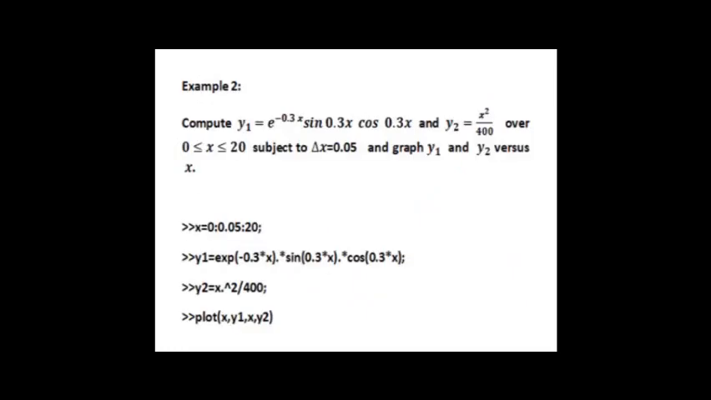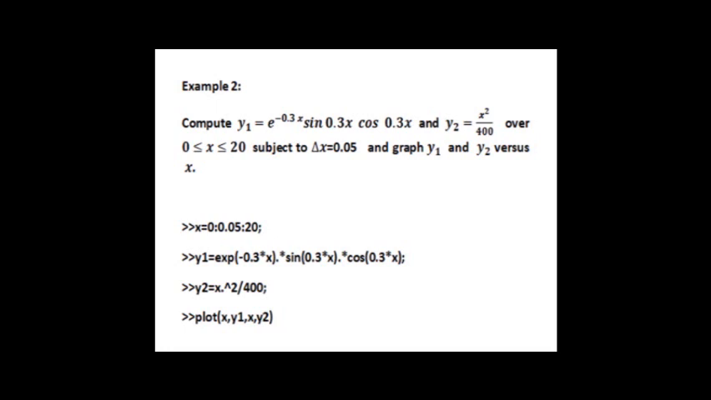In example 2, we have two functions y1 and y2. We would like to graph these two functions over common x variation. Here x variation is 0 to 20 and our step size for x is 0.05. So in earlier clips we mentioned that scalar code computes a function.